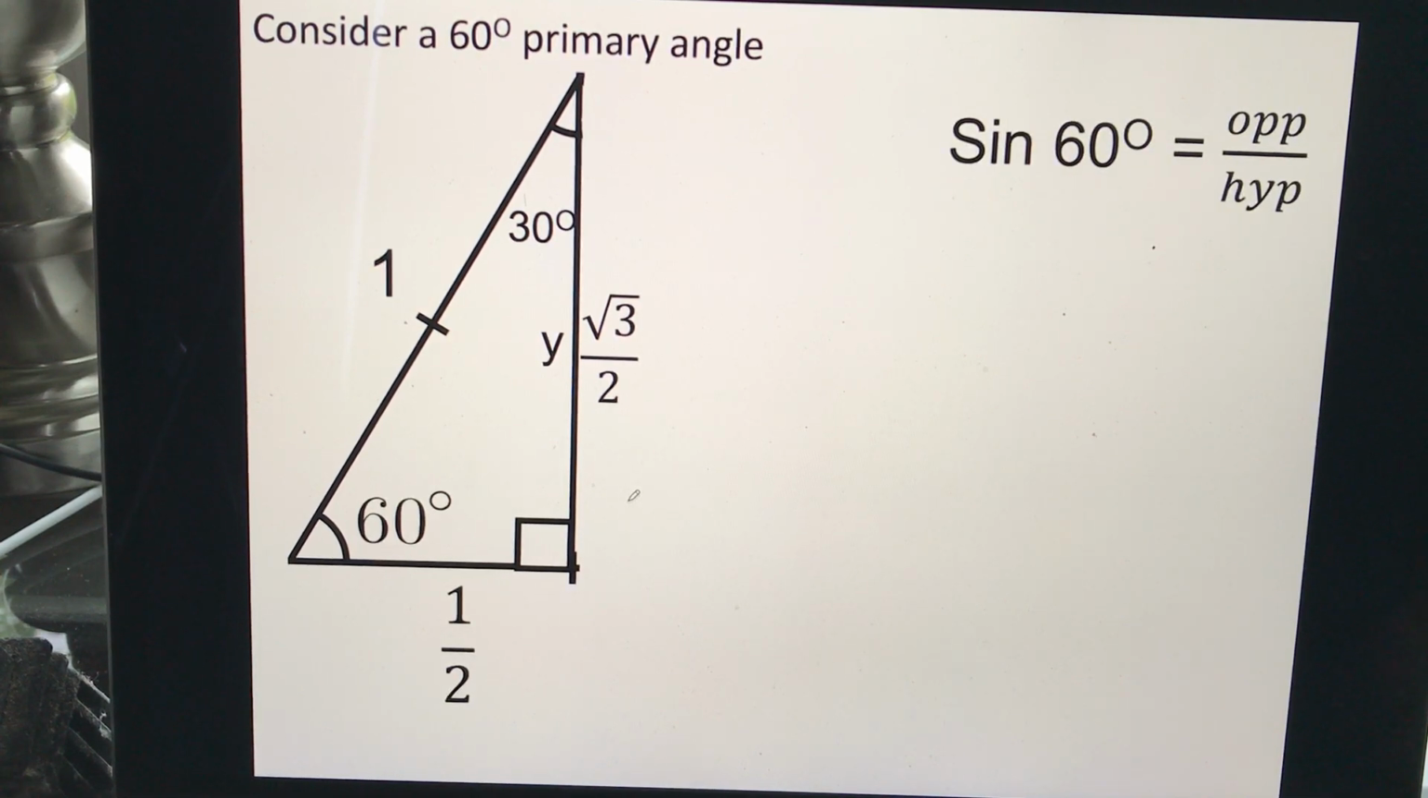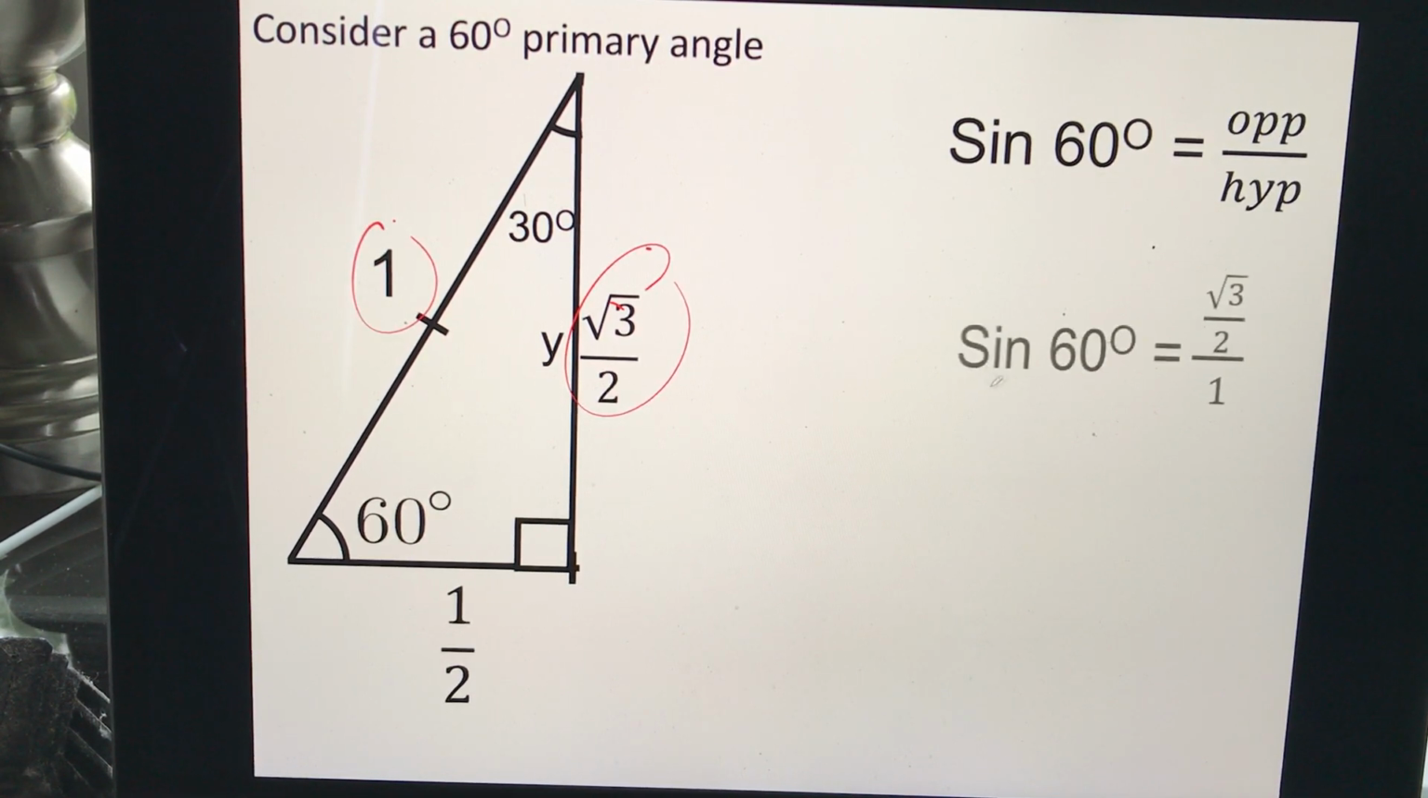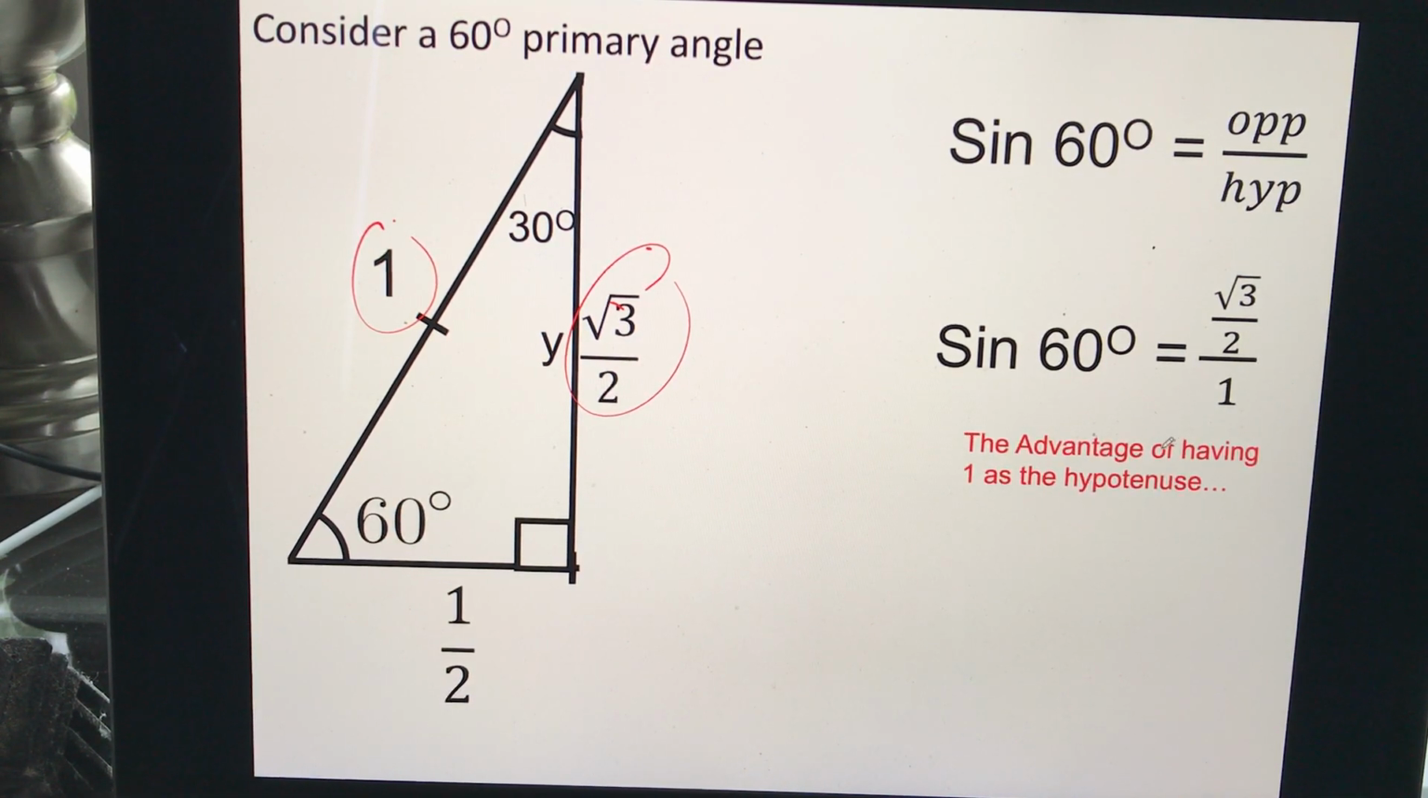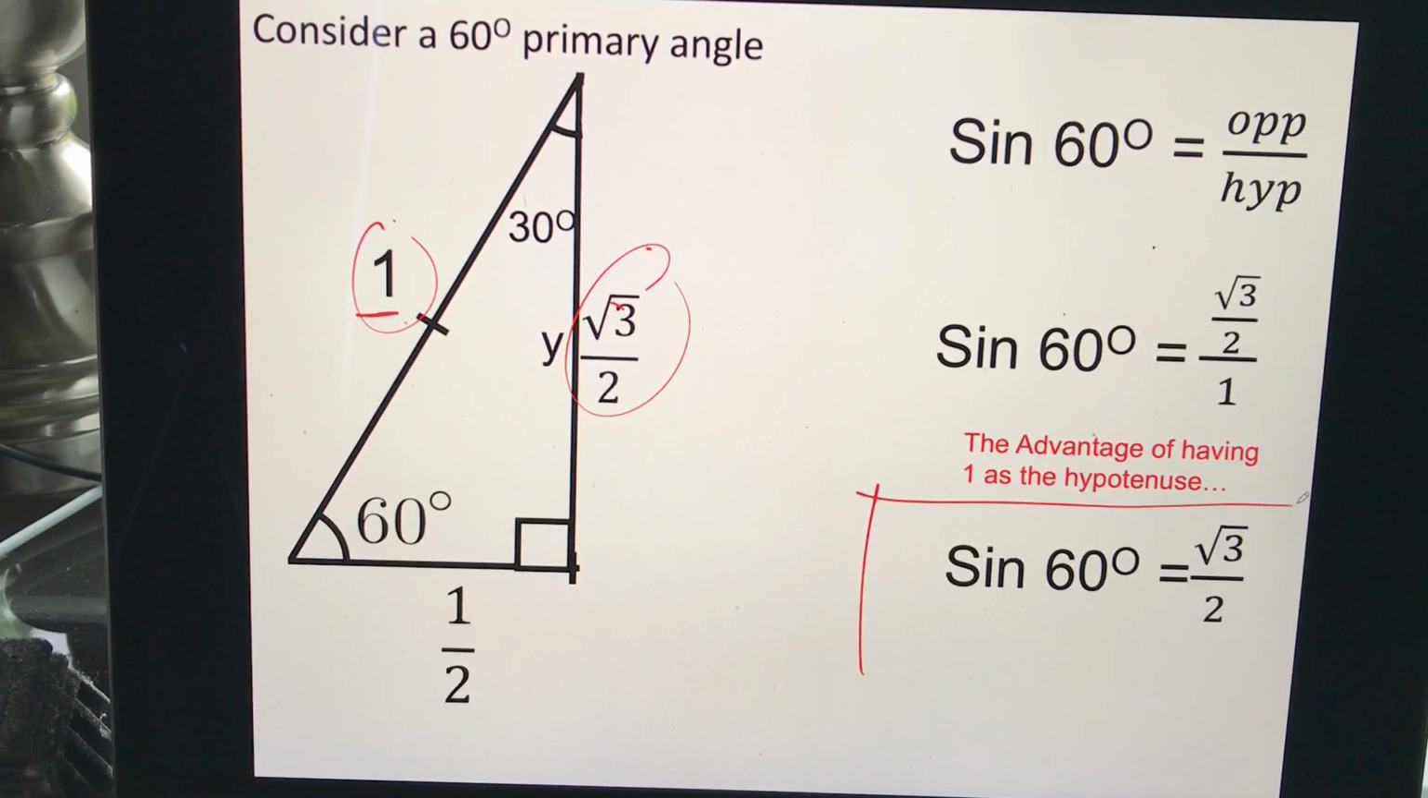Okay. Now what I'm going to do is try the sine ratio. I'm going to use sine 60 is opposite over hypotenuse. Okay, sine 60, opposite over hypotenuse. Opposite is root 3 over 2, hypotenuse is 1, got it? And we have this great advantage again of using this 1, is that root 3 over 2 over 1 is the same thing as root 3 over 2. So now I've got it again. There's my exact ratio for sine of 60 coming from this triangle.